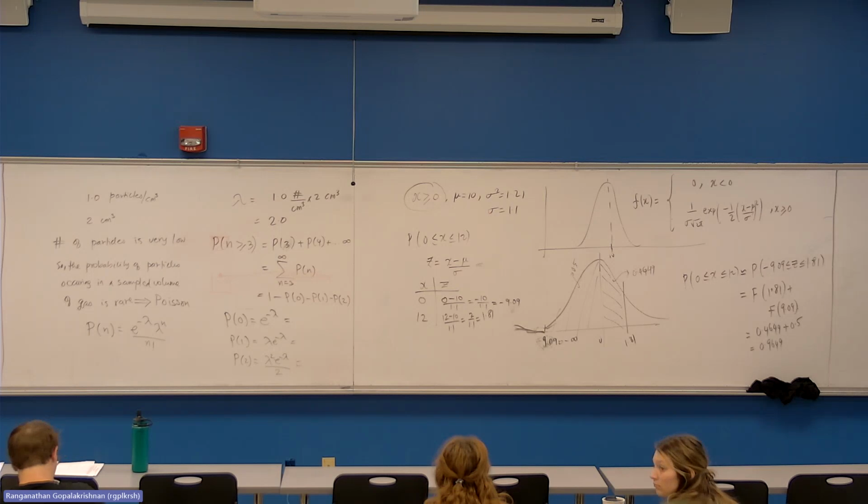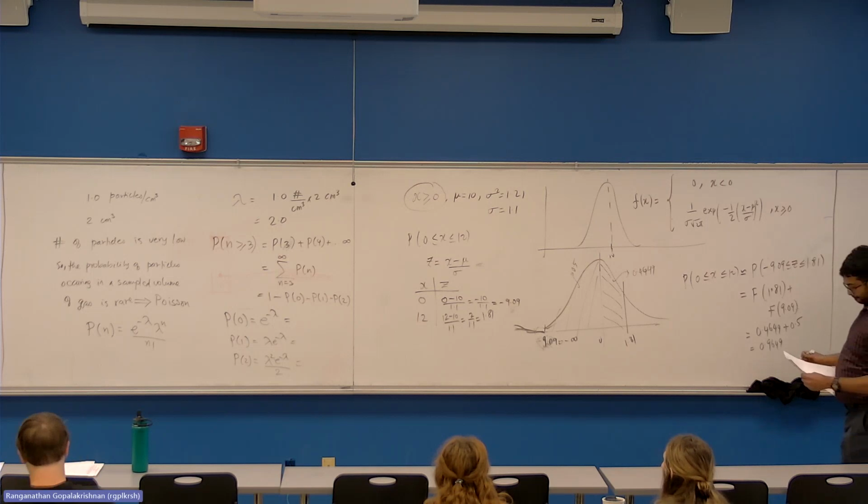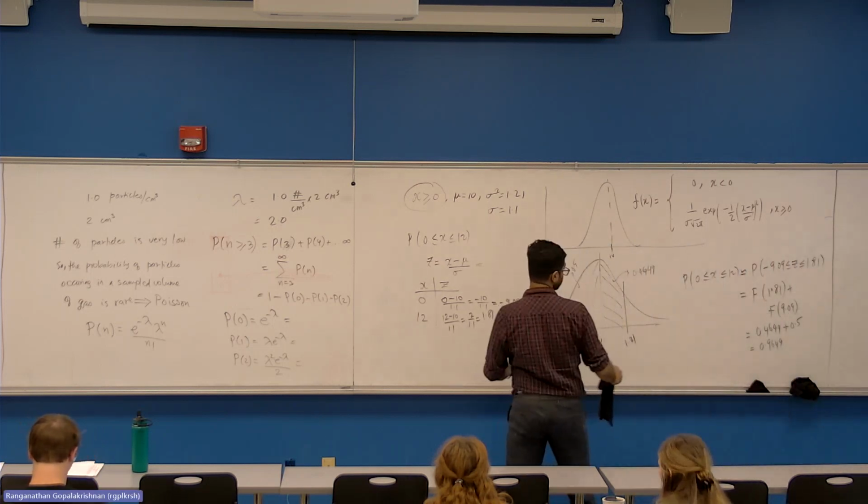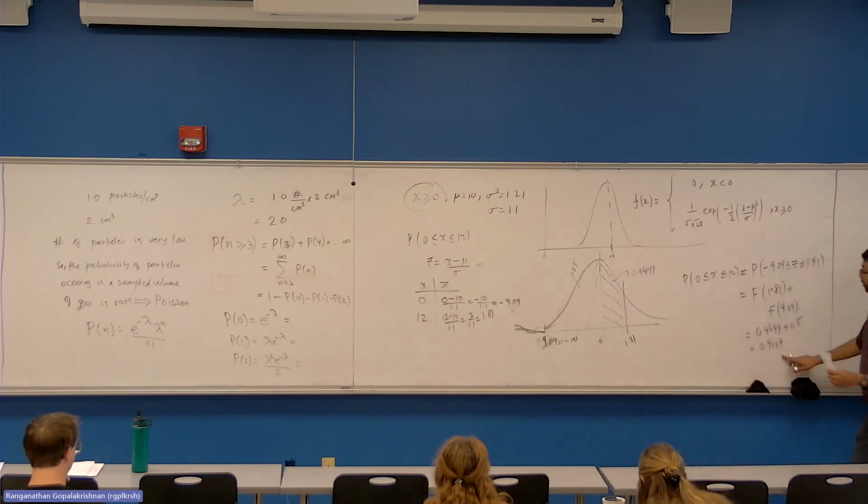Yeah. I solved it and I got 1.82. That's fine. If your procedure is fine, it won't be a problem. So this is 0.9649.